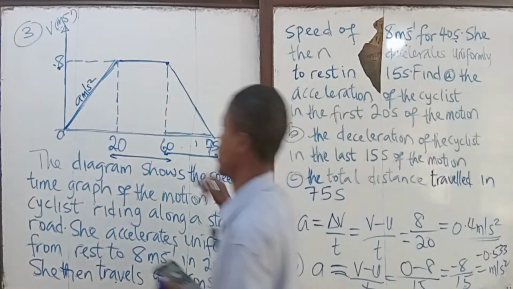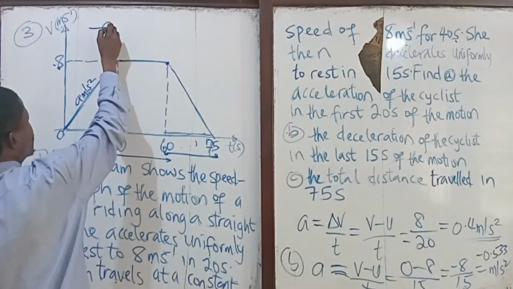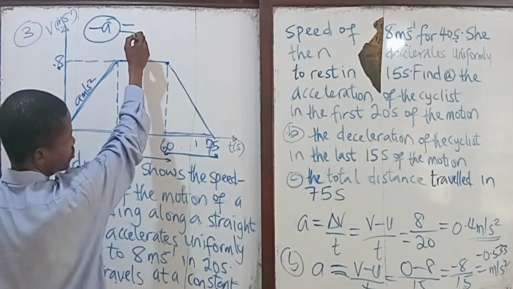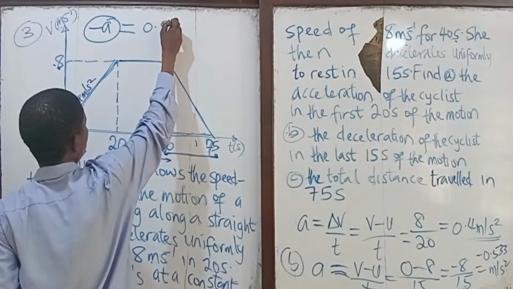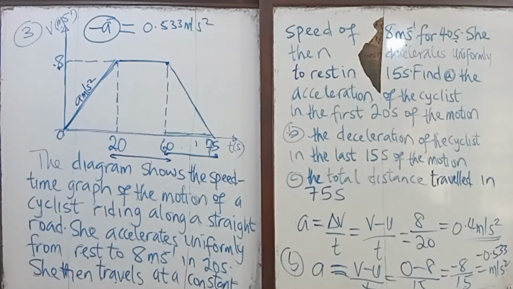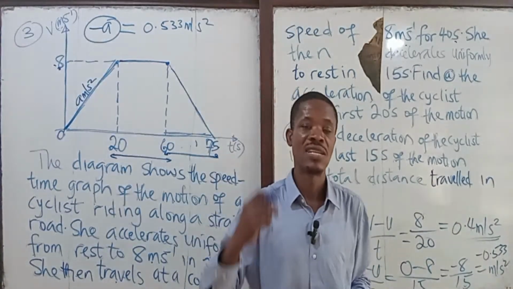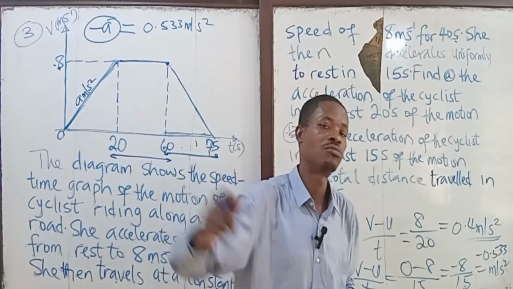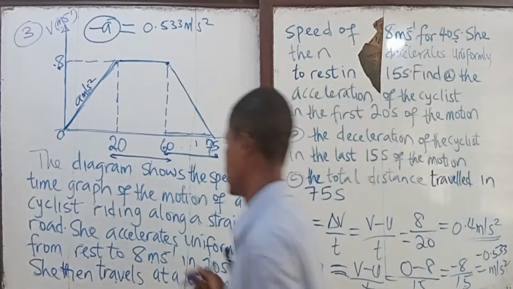Then you can make it this way. The minus, take it to the other side. Minus acceleration is called deceleration, and that's equal to 0.5333 meter per second square. That's a deceleration. Deceleration is negative acceleration, or we can say anytime you have deceleration, the value must be negative. So that's that on that case.